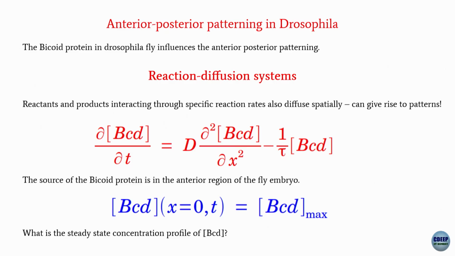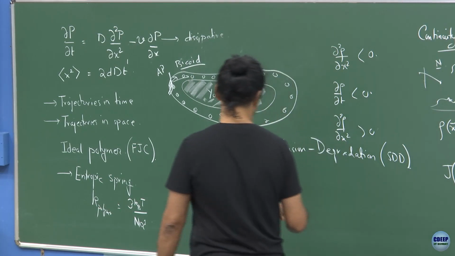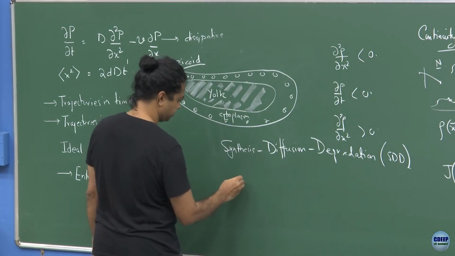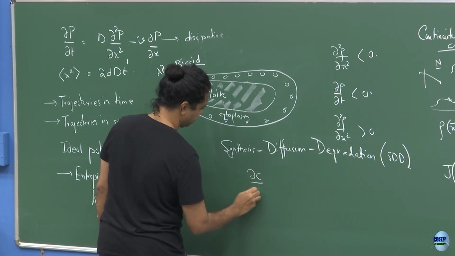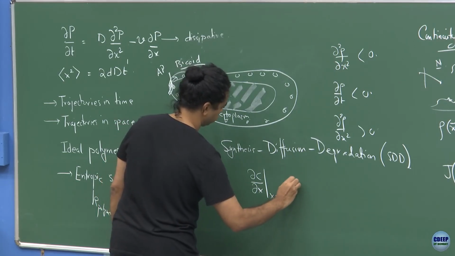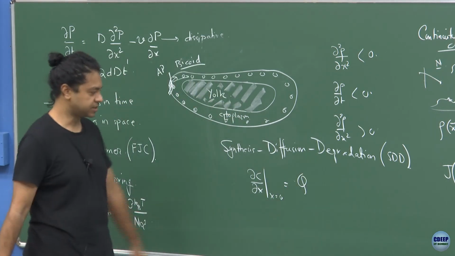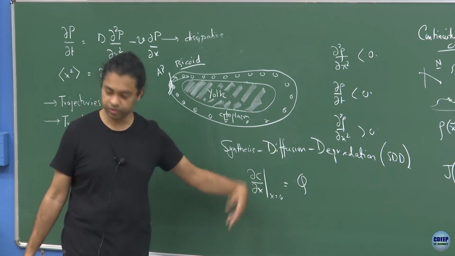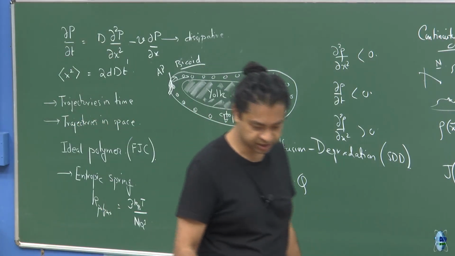Or you could just say that del C del x at x equal to 0 is some q, which also says that at this point there is some source. So you could use that sort of a boundary condition as well. You'll get the same result at the end of the day.